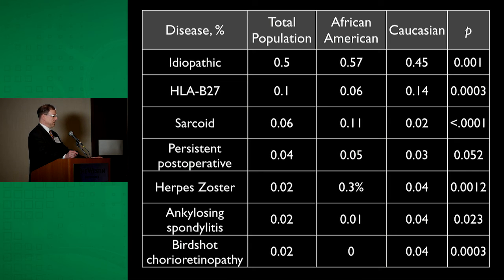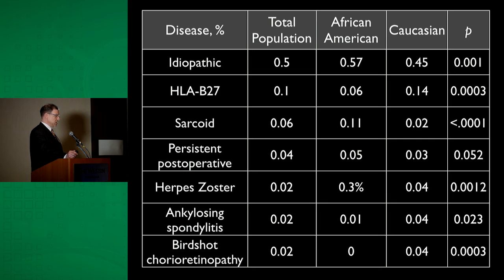And you can see, though, that even though the differences weren't that great, it was statistically significant that African Americans were more likely to have idiopathic disease than were Caucasians. B27, not surprisingly, was much more common in Caucasians, although there is a significant percentage of African Americans that do have that. And, data I'm not going to show you, African Americans who do have HLA-B27-associated acute recurrent anterior uveitis tend to have much worse disease than do Caucasians. There's a whole other talk I can give you about disparities in severity and outcome of disease. Sarcoid, not surprisingly, was more common in African Americans.